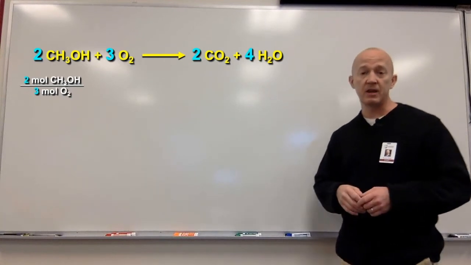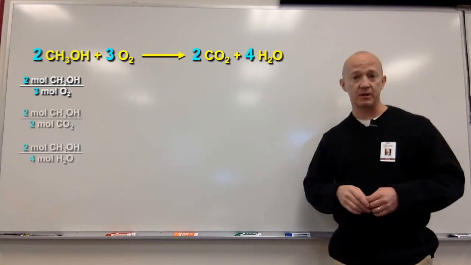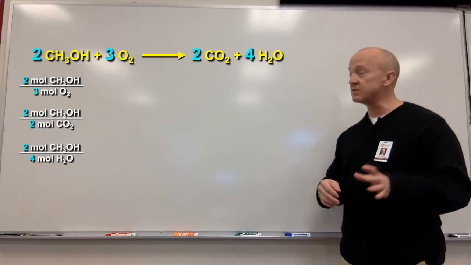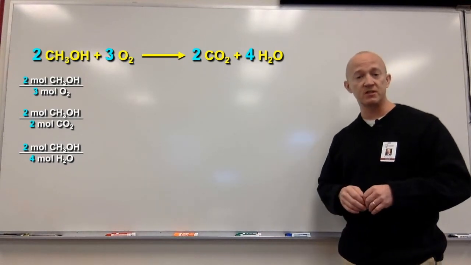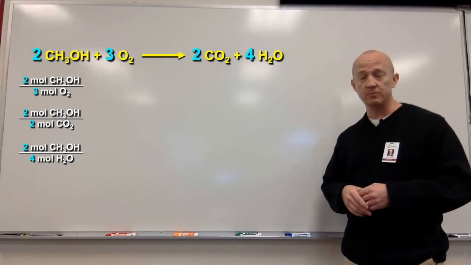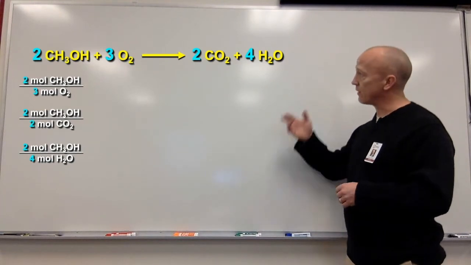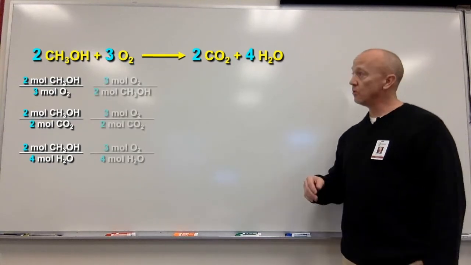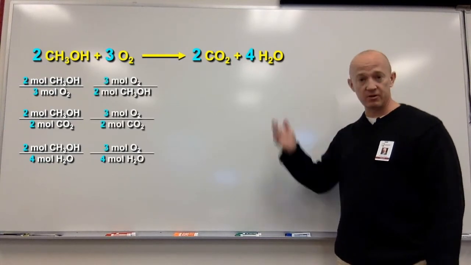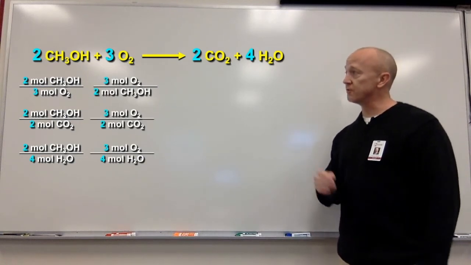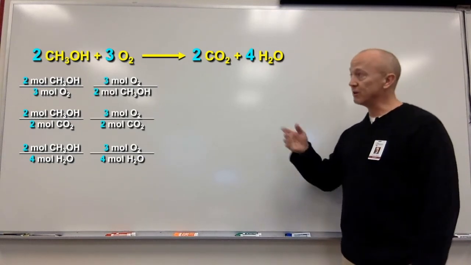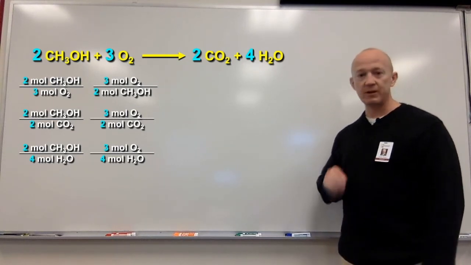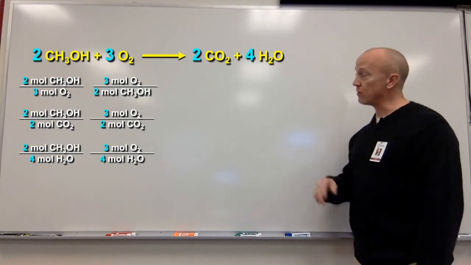We can do the same thing with methanol and the other compounds in this reaction. 2 moles of methanol for every 2 moles of carbon dioxide, for instance. Notice that I'm simply using the coefficients in front of each of these compounds in order to form my mole ratio. Finally, we can say 2 moles of methanol for every 4 moles of water. But that's just the methanol. We can also do this with oxygen. We can give the relationship between oxygen and the other compounds as well. 3 moles of oxygen for every 2 moles of methanol, 3 moles of oxygen for every 2 moles of carbon dioxide, and 3 moles of oxygen for every 4 moles of water. And yes, we can do that with the products as well.